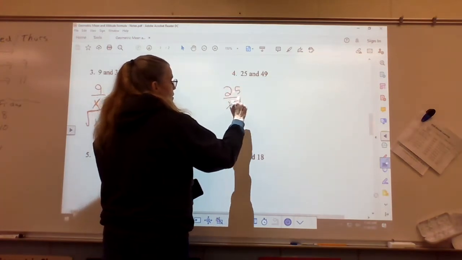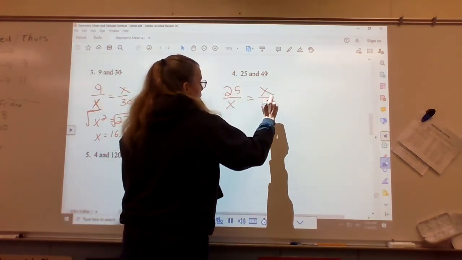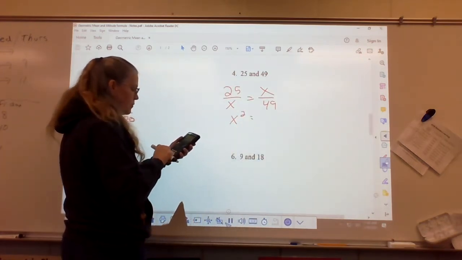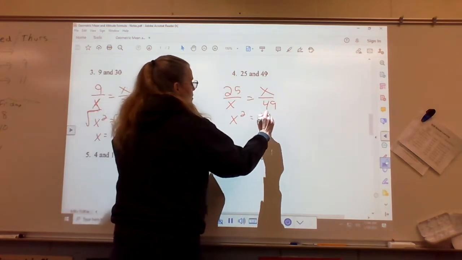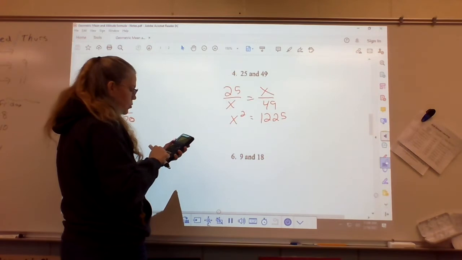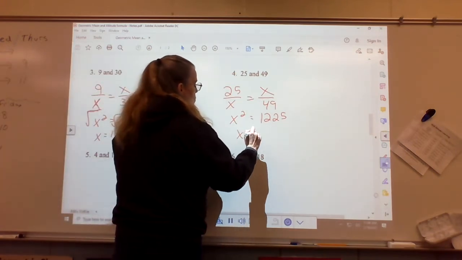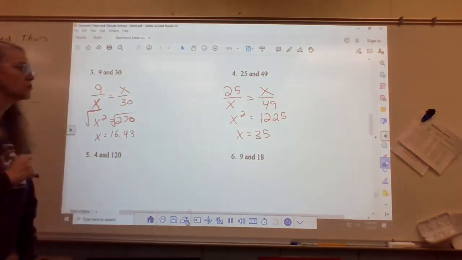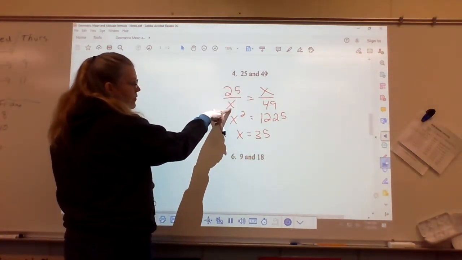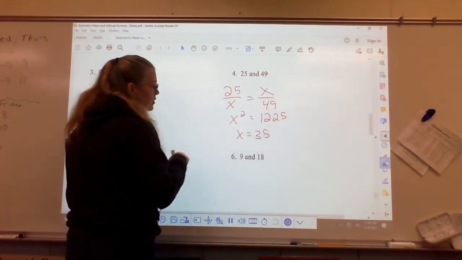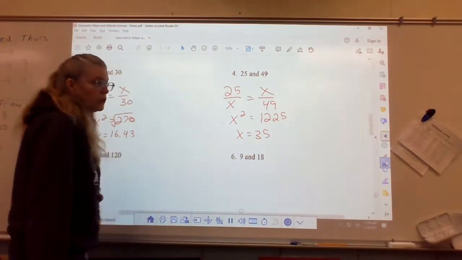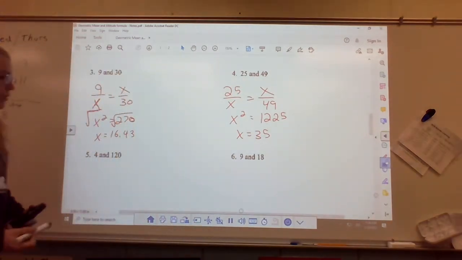25 over X, X over 49. So X squared equals 25 times 49, which is 1,225. Take the square root of 1,225. X equals 35. There's my value. So 25 over 35 would reduce to 5/7. 35 over 49 would reduce to 5/7. So that gives me a proportional value. That's the geometric mean. 2 to go.